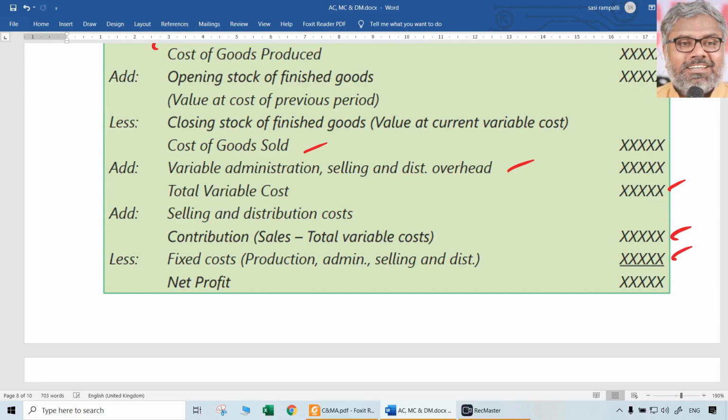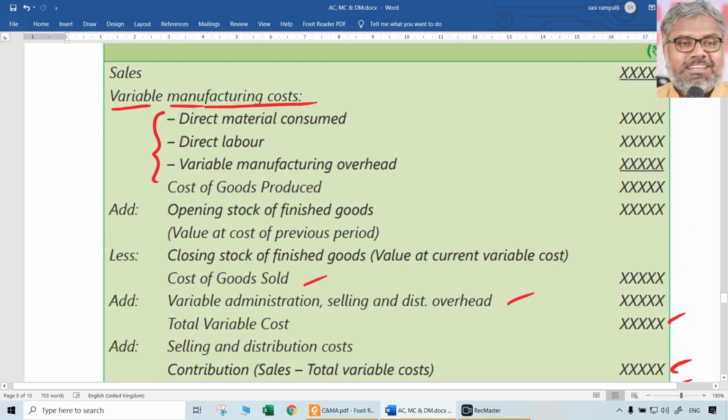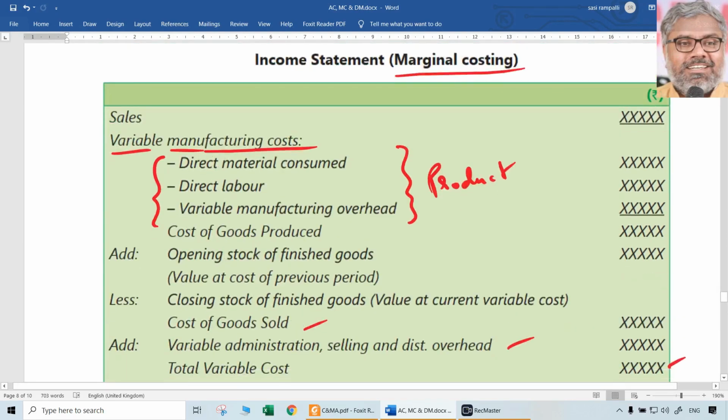From the contribution, fixed costs are all shown. Here even production, admin, selling, distribution, all fixed costs are shown as period costs. These are all considered to be period costs, not product costs. And here what are considered as product costs? Only those which are inventoriable: only direct material, direct labor, variable manufacturing overheads. That's it. That is how marginal costing calculations will be when compared with absorption costing.